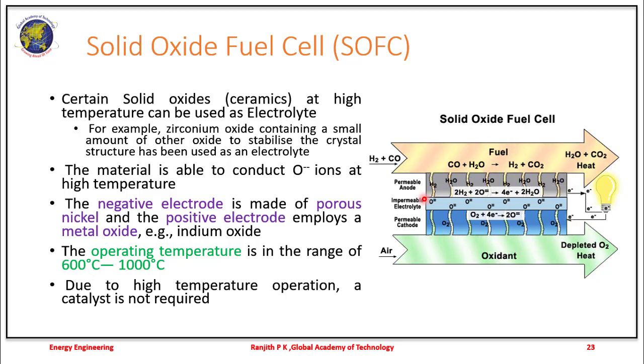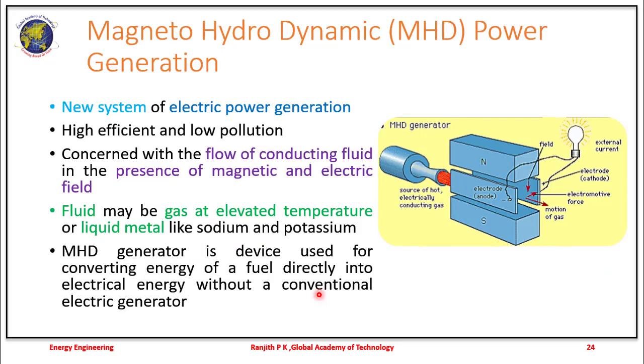The operating temperature is in the order of about 600 to 1000 degrees Celsius. Due to the high temperature operation, a catalyst is not needed. So wherever the fuel cell operates at a very high temperature, a catalyst is not usually employed. So this was about a brief working of the fuel cells. We now move on to understand the other forms of green energy.